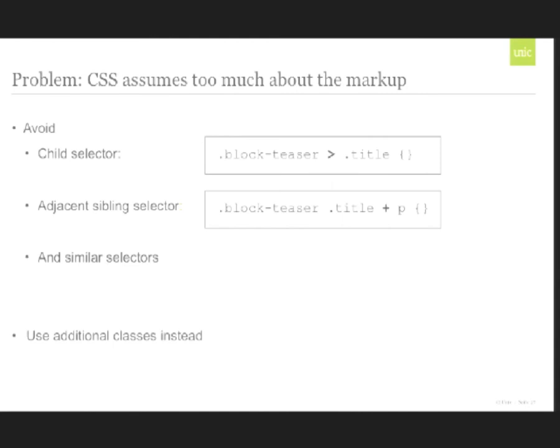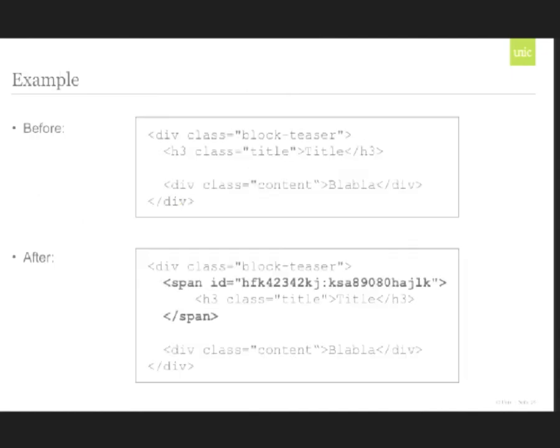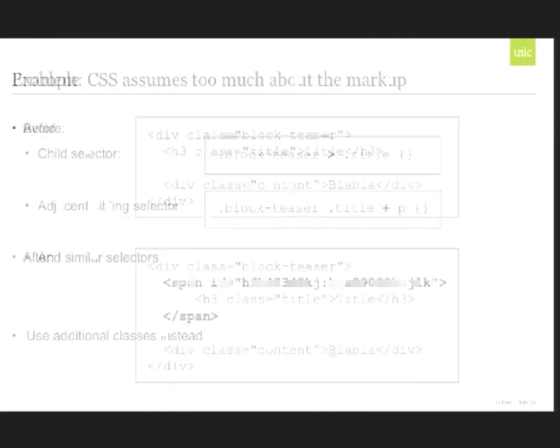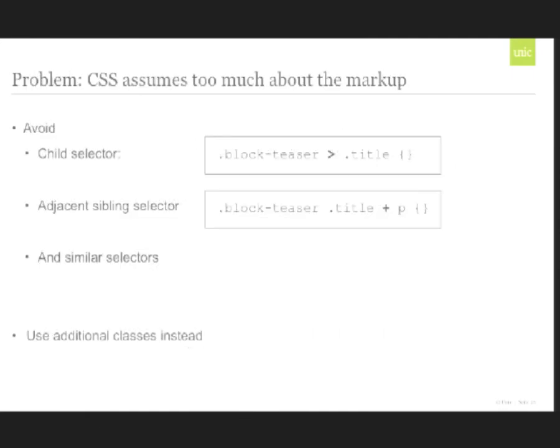Same is true for sibling selectors, and similar ones. So my approach is just to use additional classes, then it's flexible. It doesn't matter what the markup looks like. If you remove this specification, it gets easier. So do you, or does anyone, know how selector matching works in a browser?